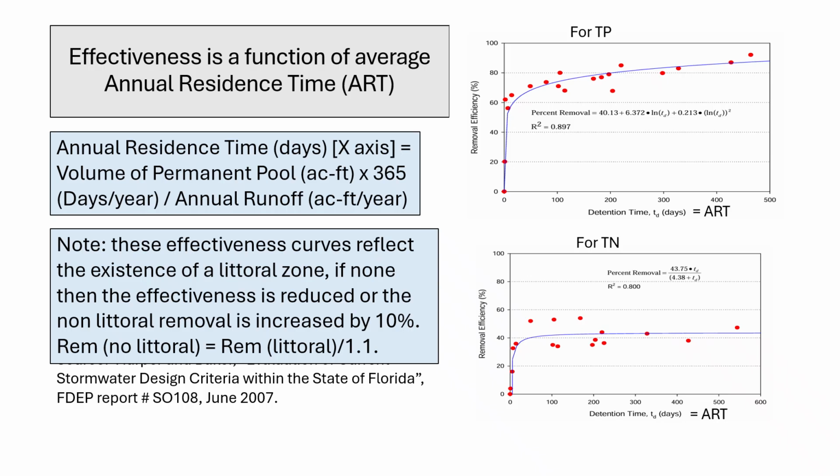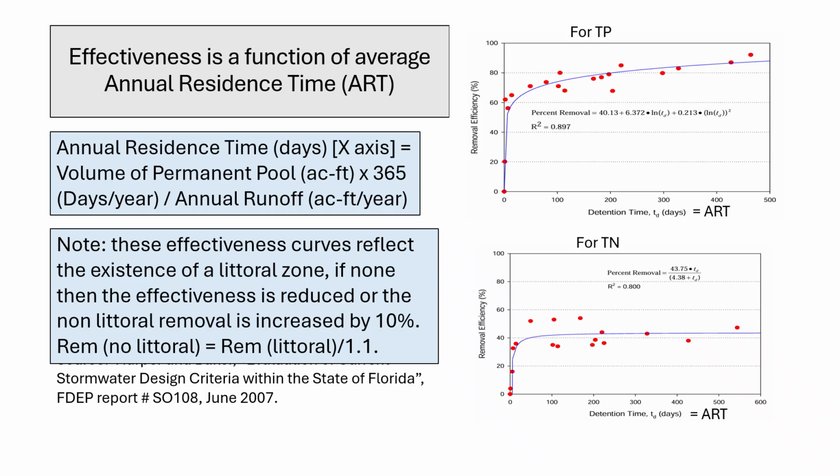The annual residence time is calculated by taking the volume of the permanent pool, measured in acre-feet, and multiplying it by 365 days per year. This product is then divided by the annual runoff, also measured in acre-feet per year, to give you the ART in days. Therefore, you can influence the ART by adjusting either the permanent pool volume or the annual runoff into the system.